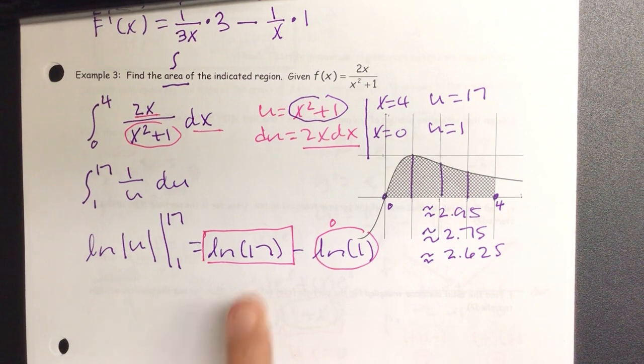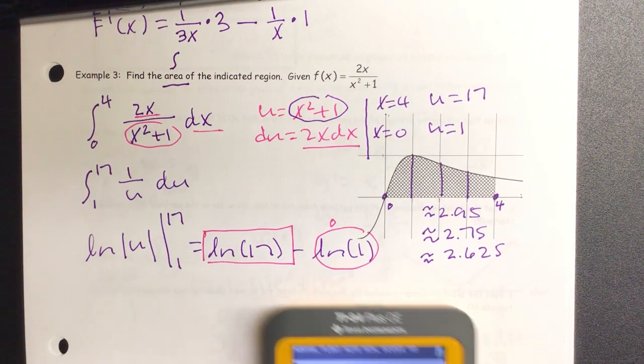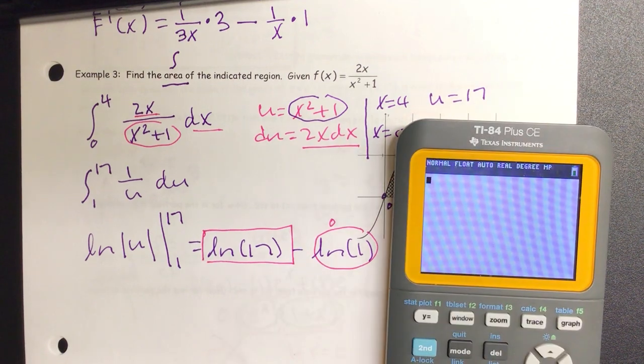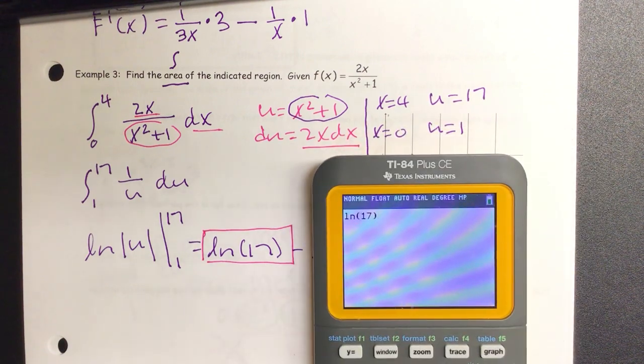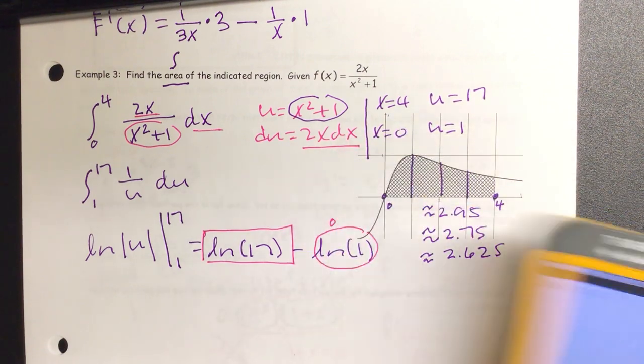So then, let's go ahead and type this in on the calculator. So grab one from the back if you need, because the back is all calc. So our natural log of 17. I mean, someone's pretty close.